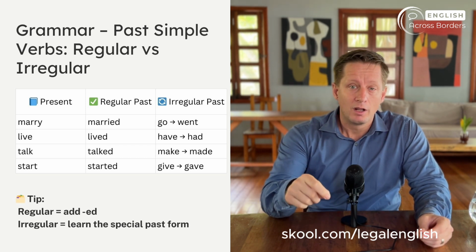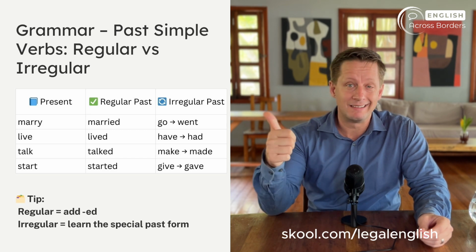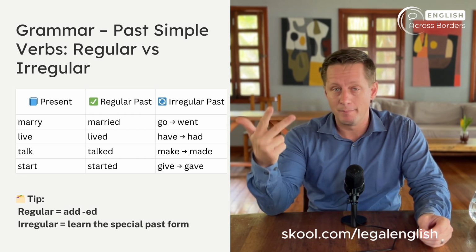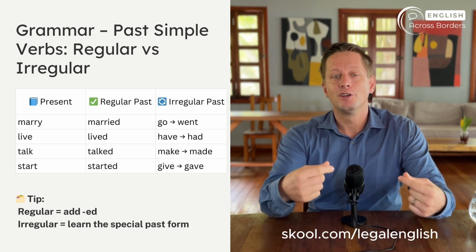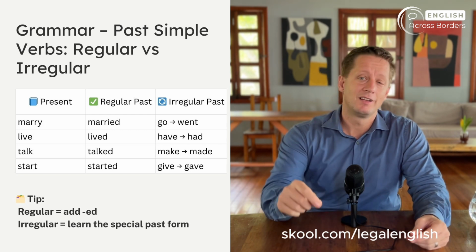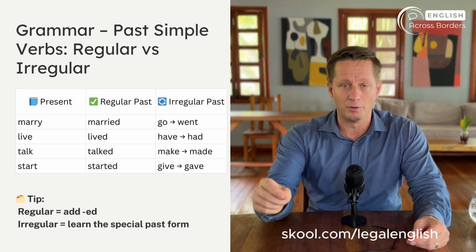Irregular verbs learn the past form, like gave, went, made. And the best way to learn them? Tell stories, use them in context, just like Anna and Carlos's story.